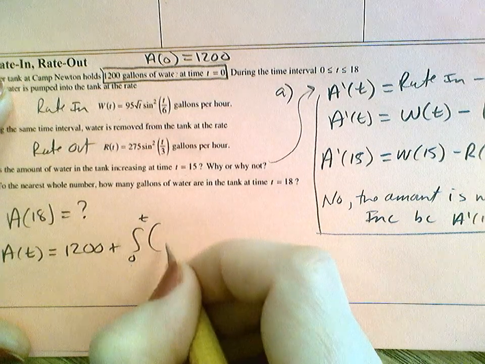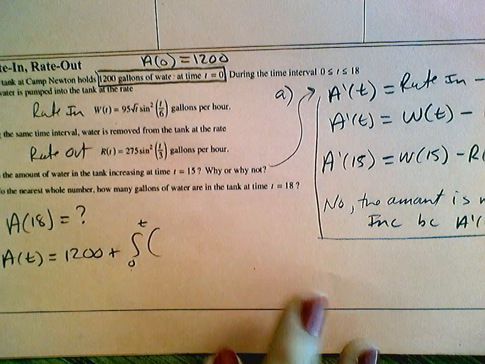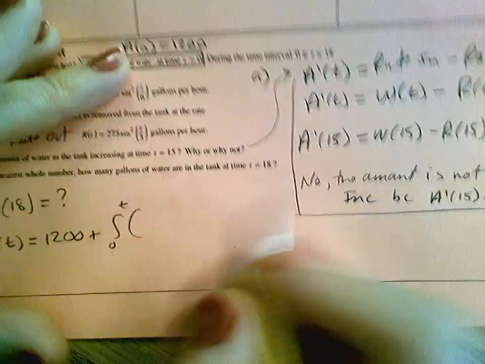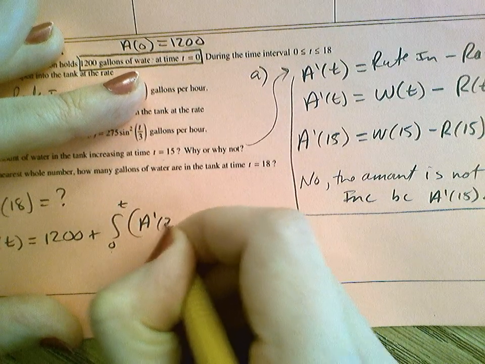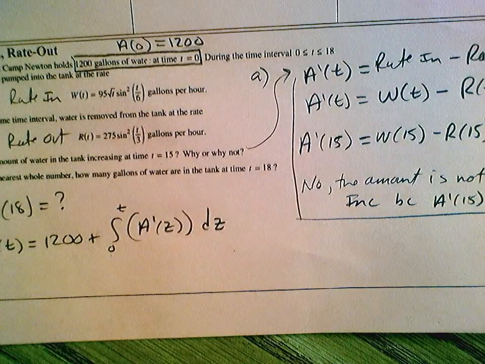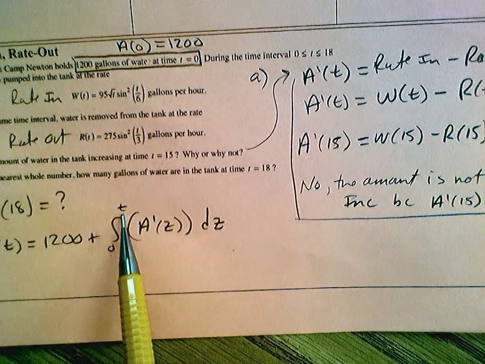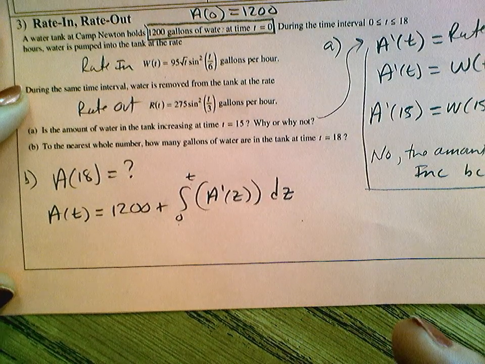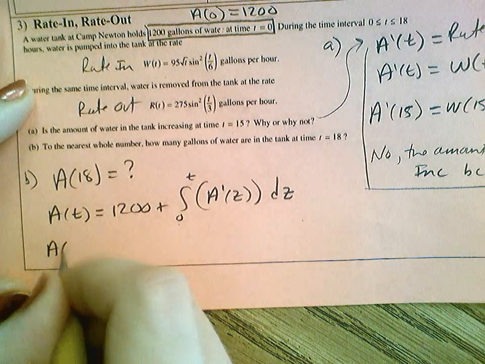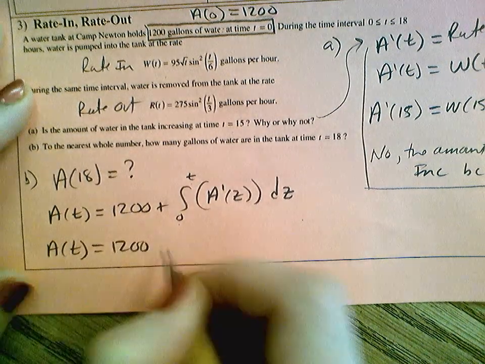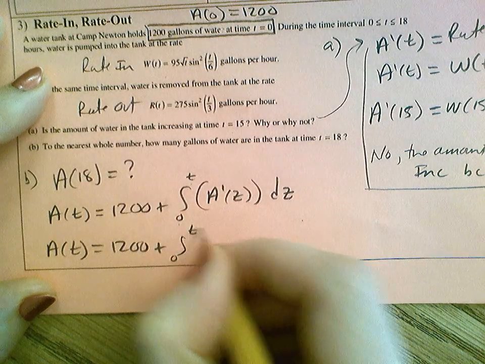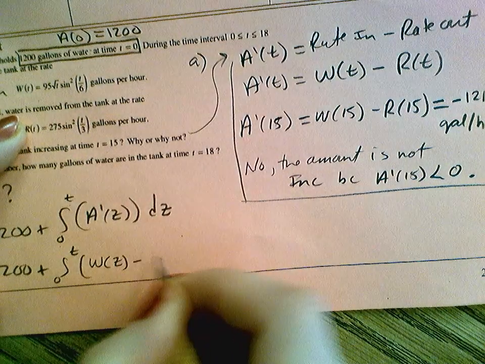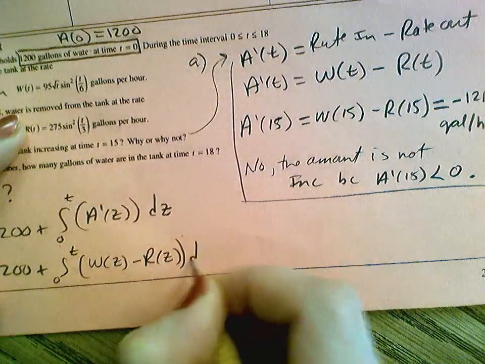And then in here, we're going to put A prime. I usually use W as the placeholder in these, but we are already using W, so let me use like Z. So A prime of Z dz. All right, as long as this placeholder is not the same as the input variable. And then, actually, let me write this again. So to be more specific to my reader, this is 1200 plus the integral from 0 to t. What is A prime of Z? It's going to be W of Z minus R of Z dz.